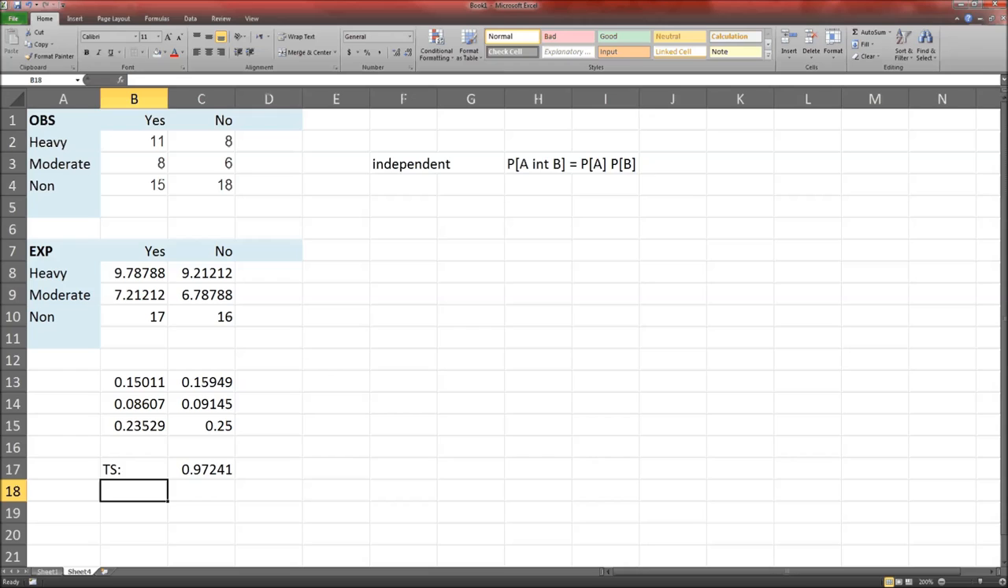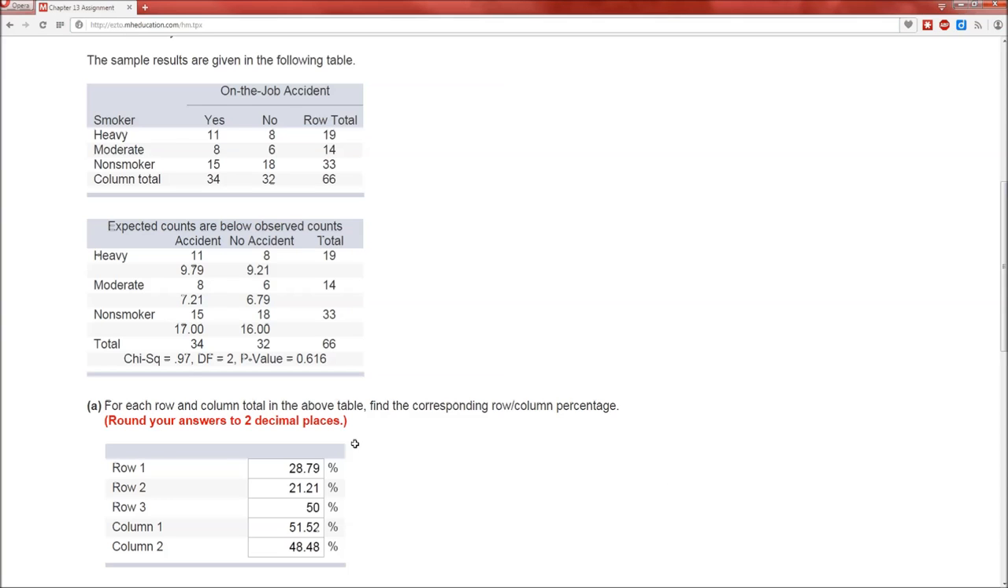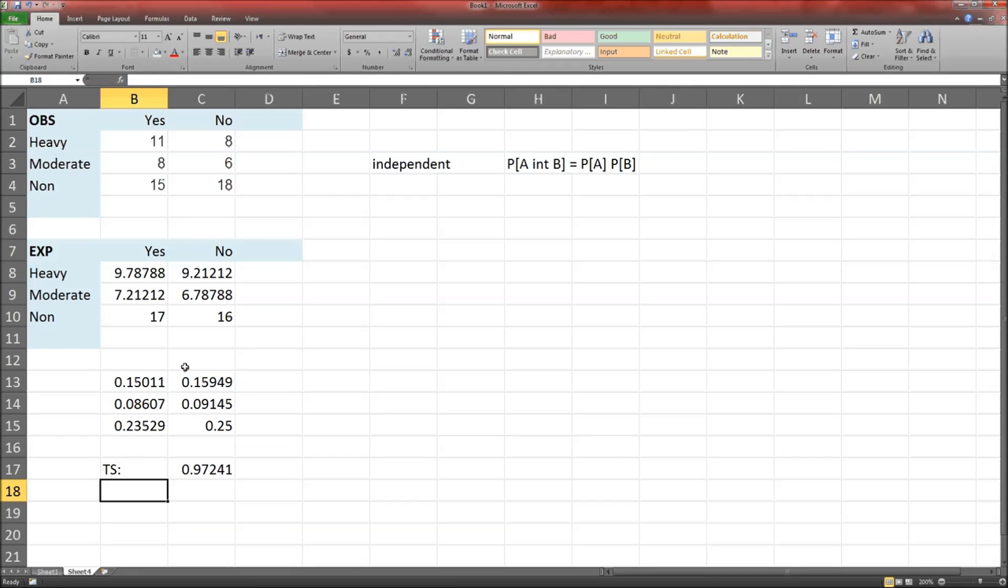0.97241. 0.97. Rerun this part of the recording so that again you see how we got the expected. Expected again goes back to a definition of independent that we had. How we got these components of the chi-squared, how we got the actual chi-squared.